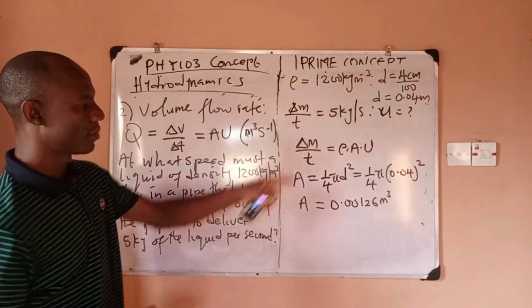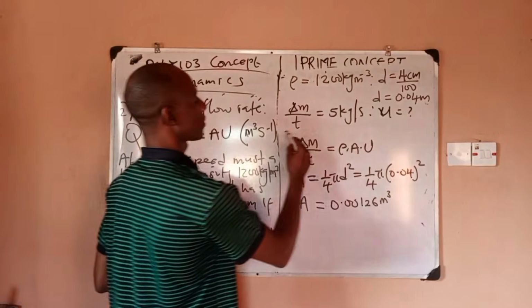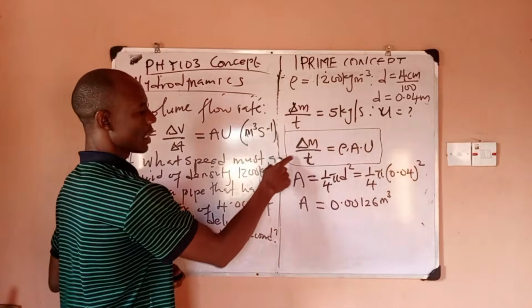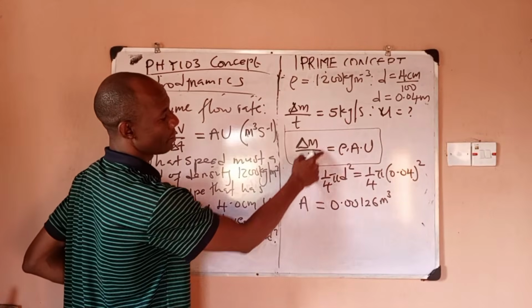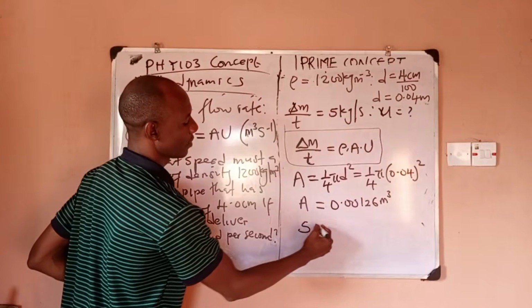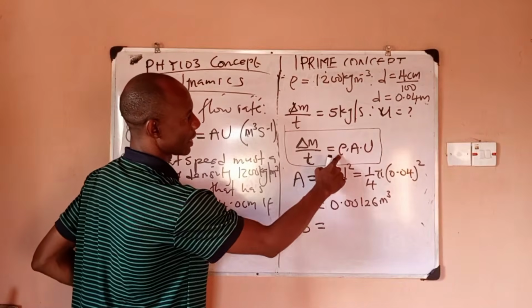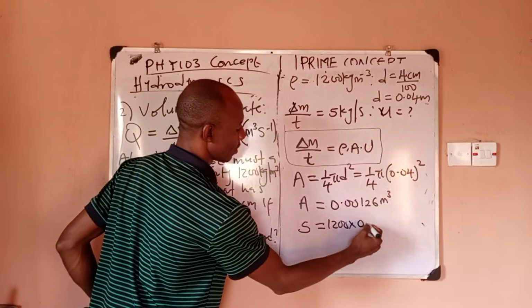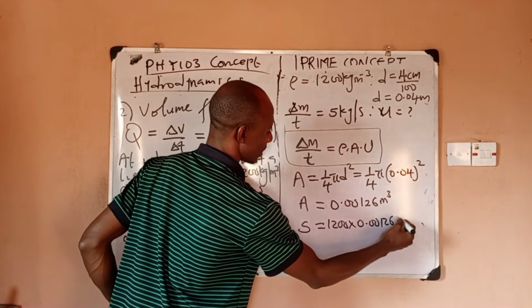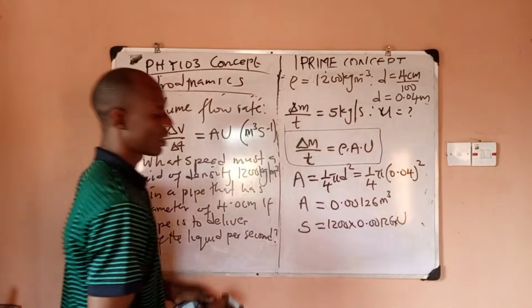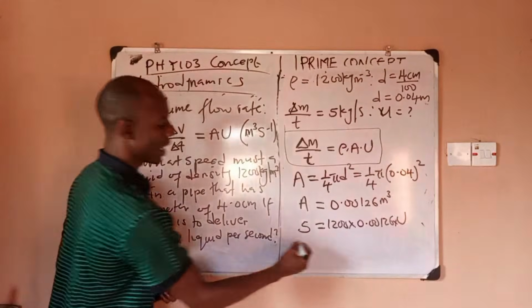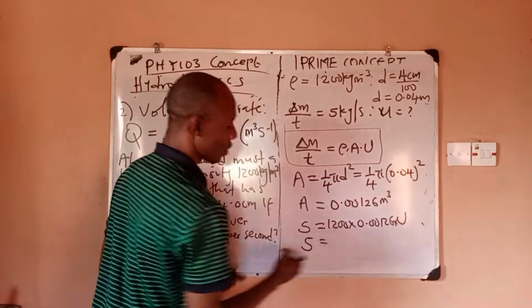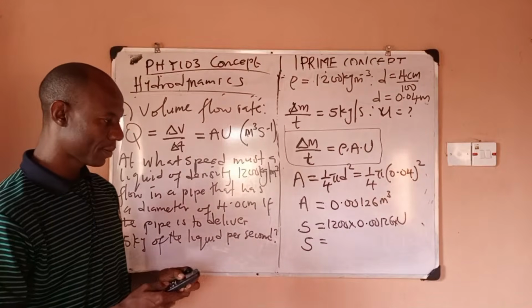So I want to find velocity. I'm going to use this formula now. What is my mass flow rate? My mass flow rate is 5, equal to, what is my density? 1,200. What is my area? 0.00126. And then velocity is what I'm looking for. So it means I have that 5 is equal to, let me multiply that.